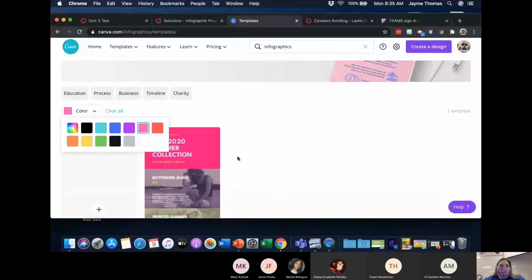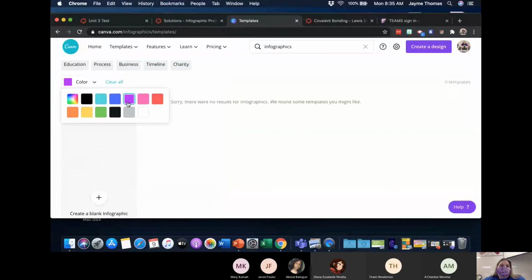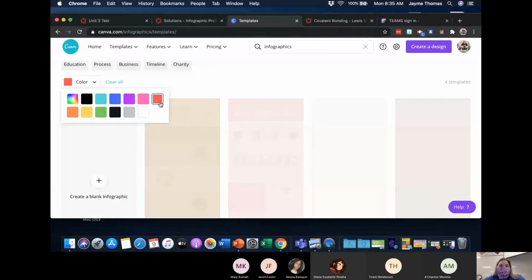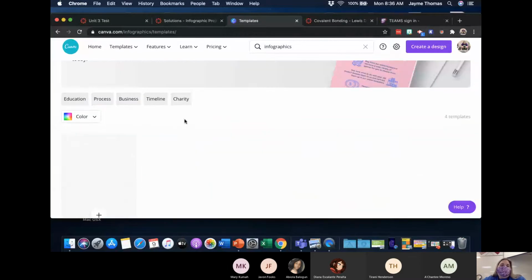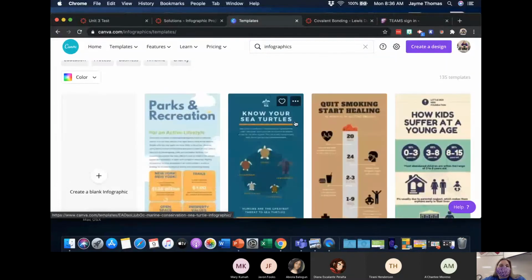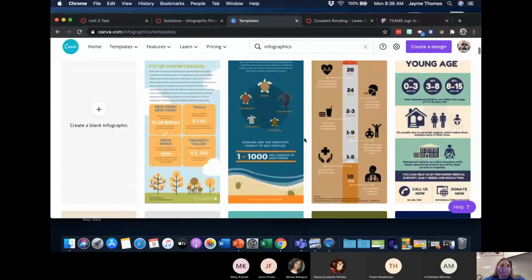Let's try pink. So there's one where the background's mostly pink. If I do purple, now see turquoise. There's a lot that have kind of this turquoisey color in them. There's a lot that have red. So you can do whatever color you want. I don't really care. But there's a lot of templates on here that are already set up. And then you can just click on them and edit and put in your information, your images, whatever it is that you need to do.